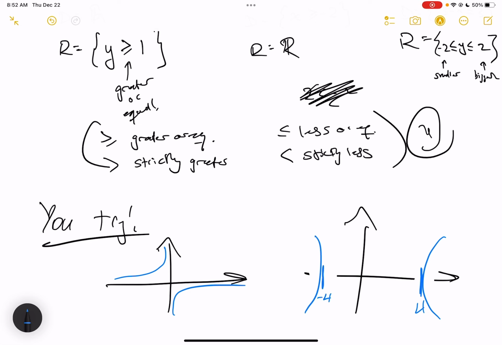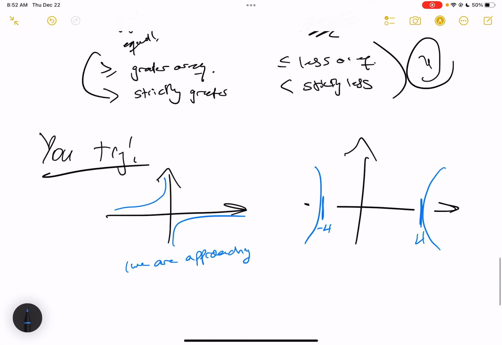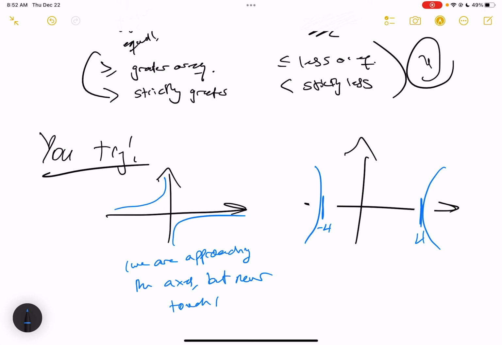So for the last one, we are approaching the axes, as in the x and y axes, but never touch them. These might be tricky, but I do encourage you to give them a try, and we'll talk about them next time in class. And hey, maybe you'll get them. These might not be as hard as you think. I'll see you then.